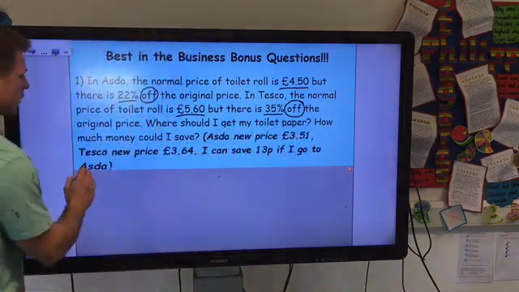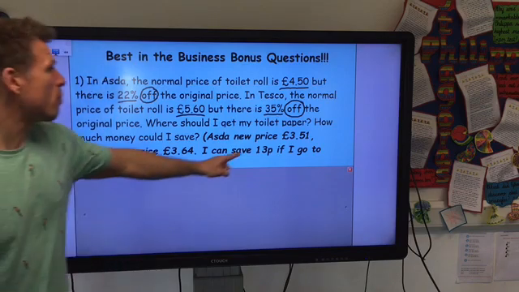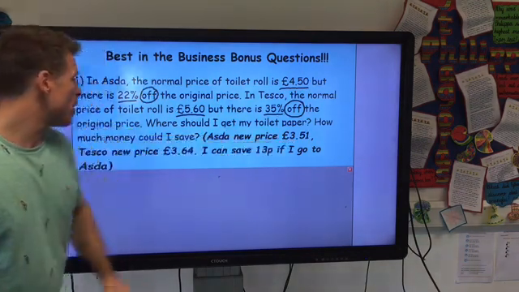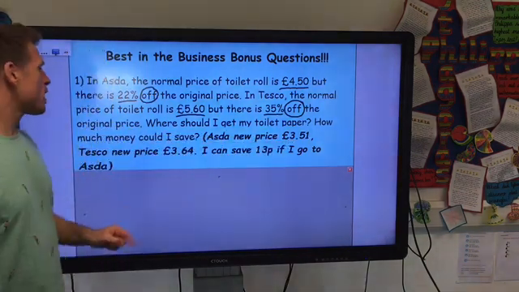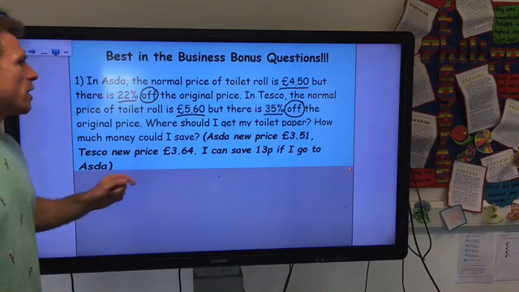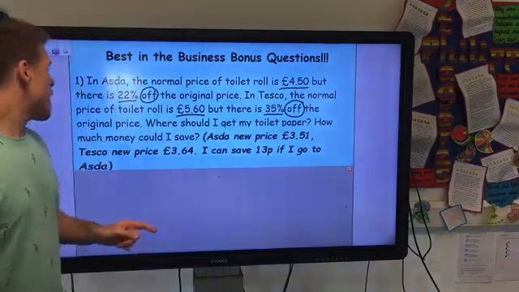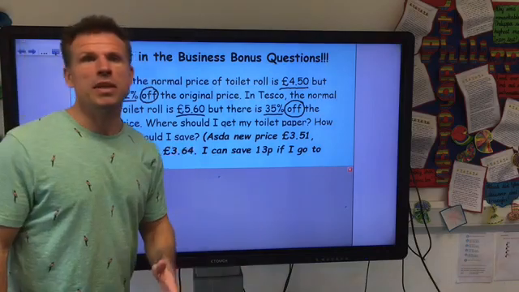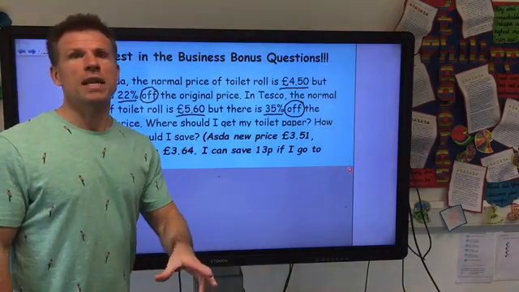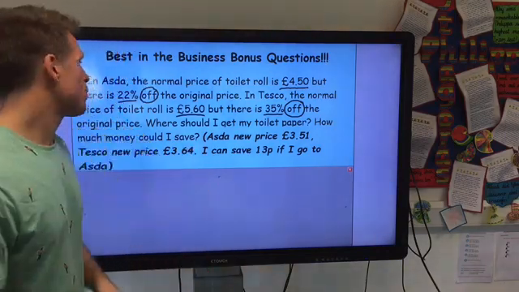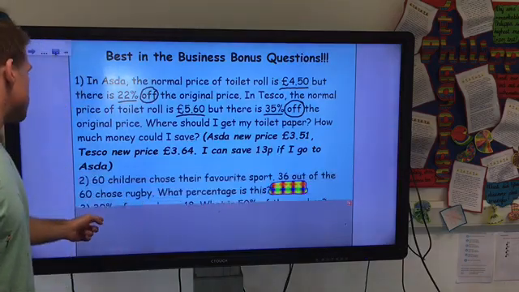So, if you drew the same conclusions as me and got the same answer, you should have worked out that in Asda, the new price is £3.51. However, in Tesco's, it's £3.64. And I could have saved 13p if I went to Asda. And as my mum and dad used to say to me, look after the pennies and the pounds will look after themselves. Let's have a look at the next one.